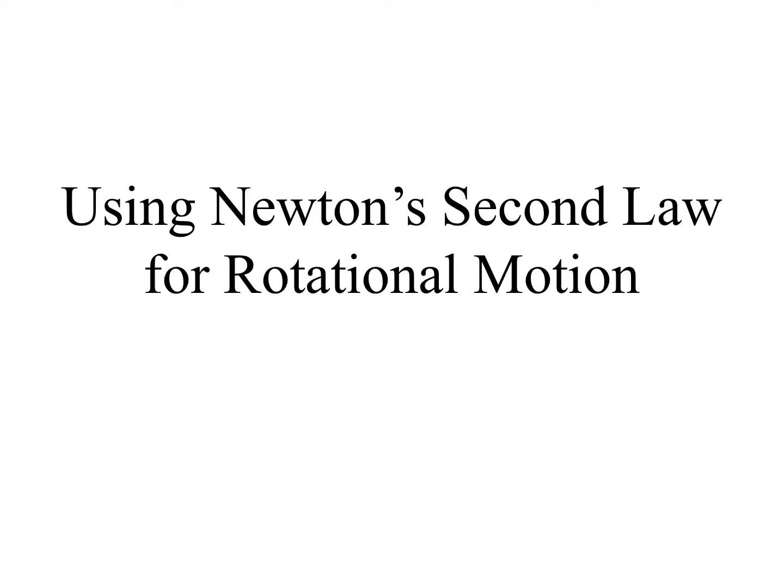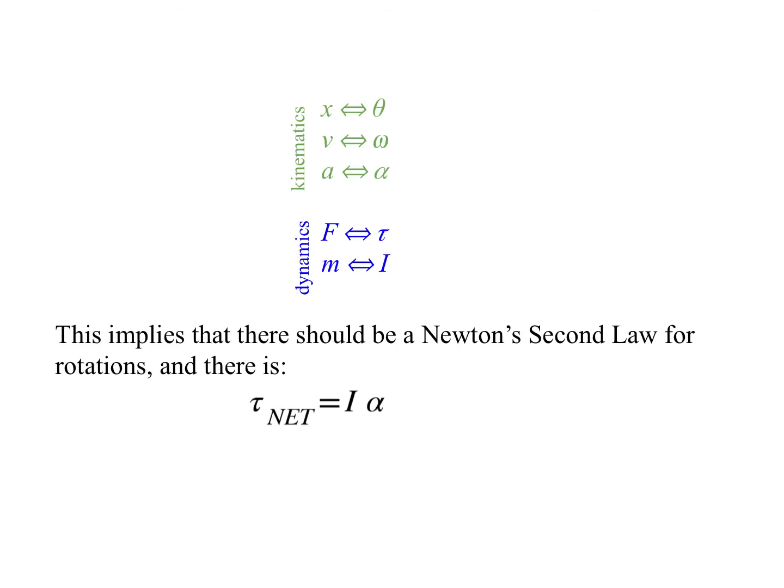All right, today we'll use Newton's second law to explore rotational motion. Remember our set of analogies: in kinematics, we could replace every x with a theta, every v with an omega, and every a with an alpha. And then in dynamics, we could replace every F with a tau, and every m with an I, which is really iota, but I.